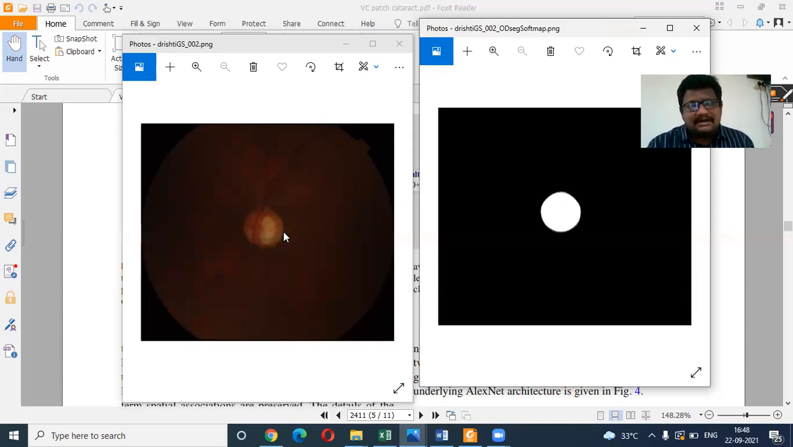Again, apart from optical disc, we have optical cup also. There is another set of labels for optical cup. So this is optical cup. The central brightest region is the optical cup and the remaining region is the optical disc and then the background. So the optical cup database is also there. We need to work on both optical disc and optical cup segmentation. In such a case, first let me concentrate only on the entire image and optical disc segmentation.